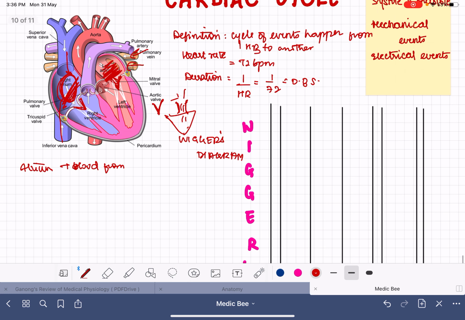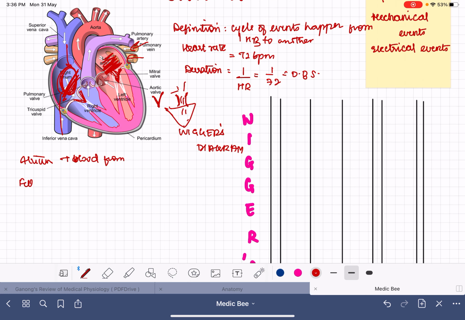Filling of the ventricle happens in three stages. The first stage is called rapid filling. The rapid filling happens when the stored amount of blood reaches a particular level, the tricuspid and the bicuspid valves open, and blood is transferred into the ventricles. This is the rapid filling stage.